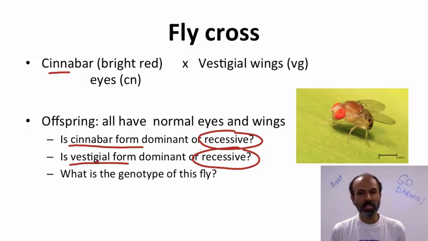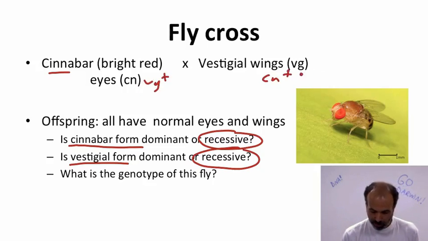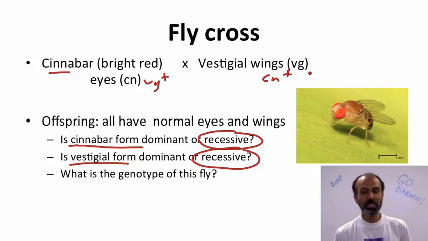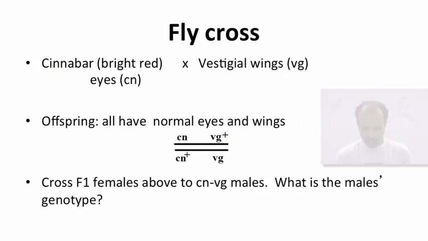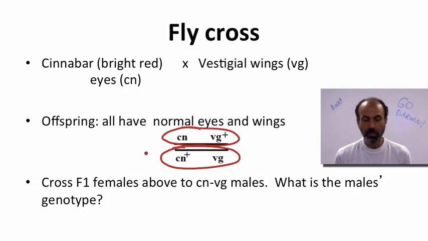So what would be the genotype of this fly? Remember we said that this one over here was starting off with CN VG+. This one was CN+ VG. Well, the genotype for this fly, when we're looking at the combination of alleles it has, would be something like this, where it has the CN VG+ from one parent, and it has the CN+ VG from the other parent.